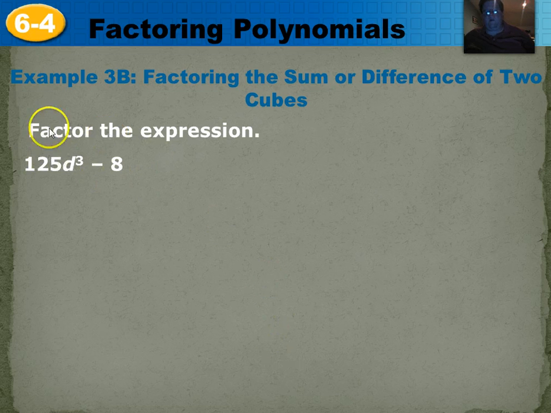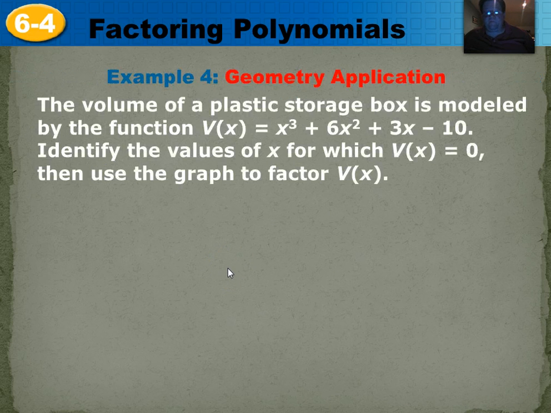Alright, now here's the one I want you to try. Now, just a little bit of a hint. 125 and 8 are both perfect cubes. So you should be able to factor just the way it is. So try that. I've got one more small thing I want to show you, and then we're done.